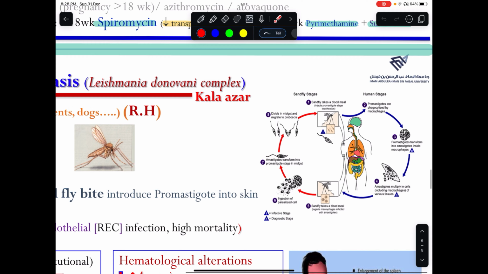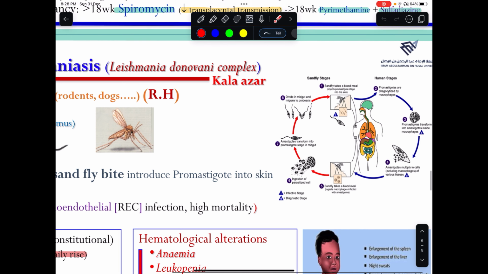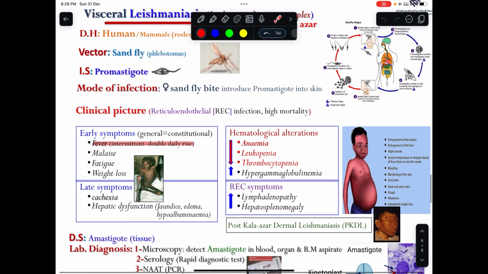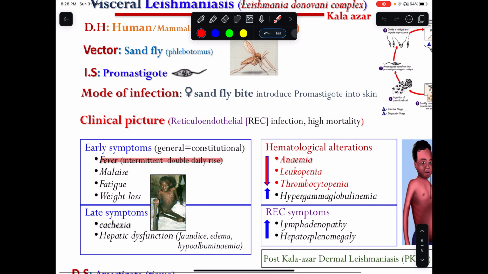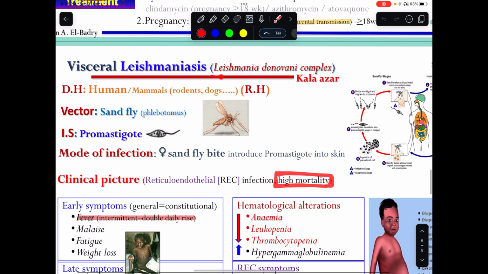It may seem a bit simple, but it has high mortality. This is very dangerous, this Leishmania donovani complex.